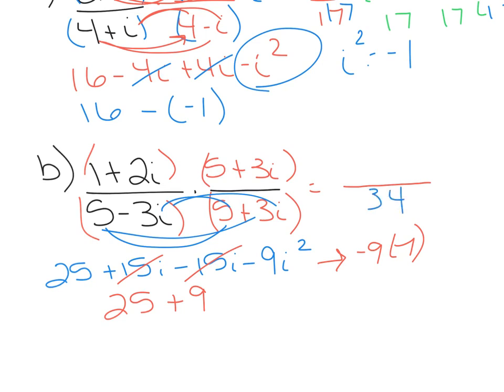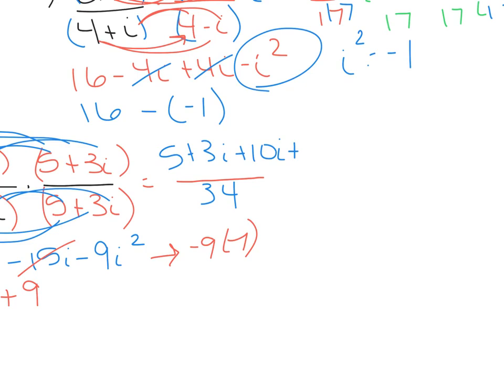And then we're going to do the same thing in the numerator. 1 times 5 is 5. 1 times 3i. 2i times 5. 2i times 3i. And then we're going to simplify. We still have a 34 down here.